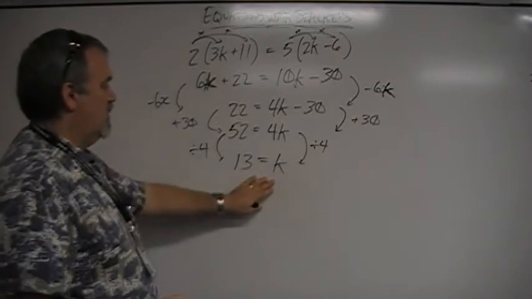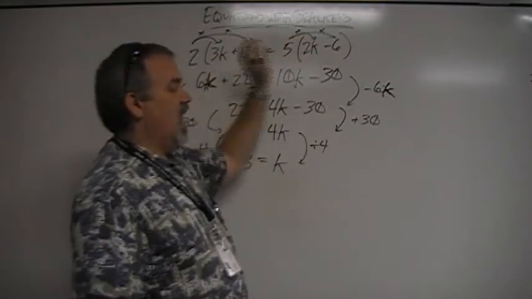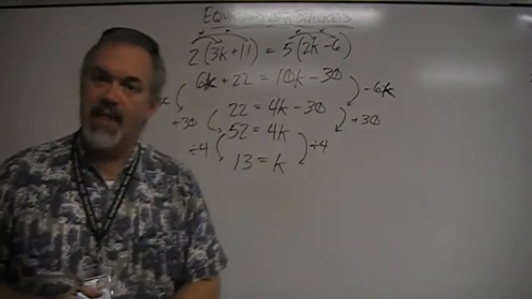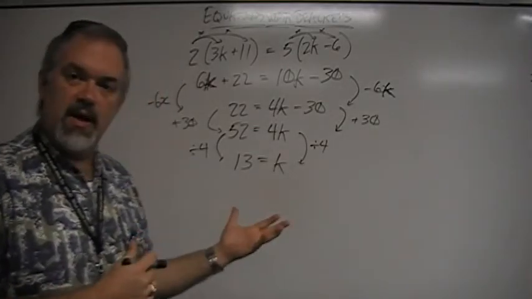Again, we could put 13 in for k here, and for k here, and we would find that both sides balance. And that is doing equations with brackets.